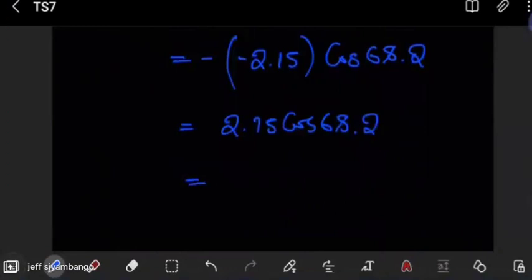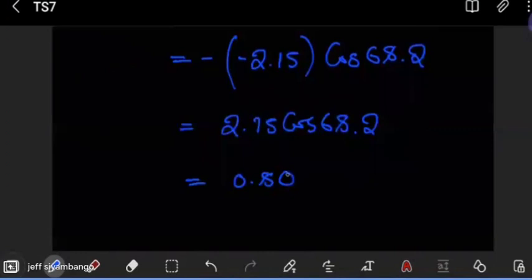Pardon? You want to recalculate the first one? 0.80. Can you give it to me in 236? 0.79.